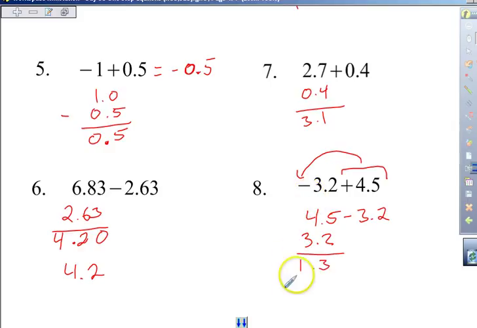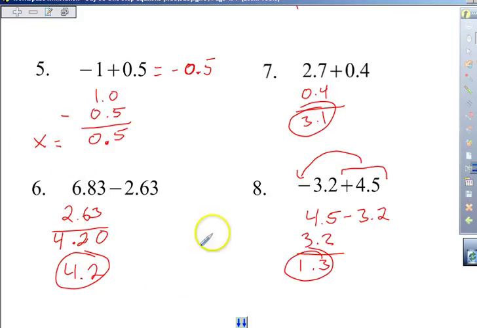So we can do 1.3. Of course, these will be in the form of equations, so when you're doing this, it will look more like x equals something like that. So let's look at a few of those now and then get you guys started.